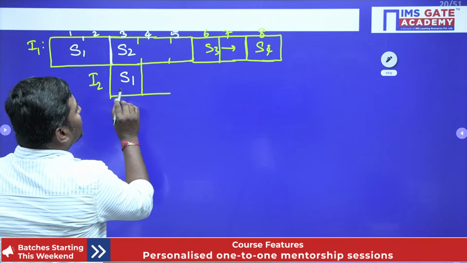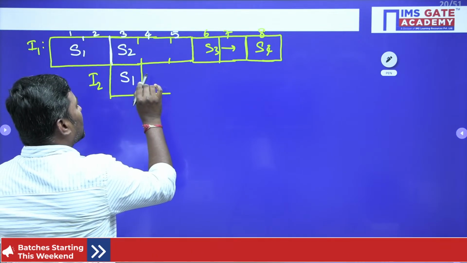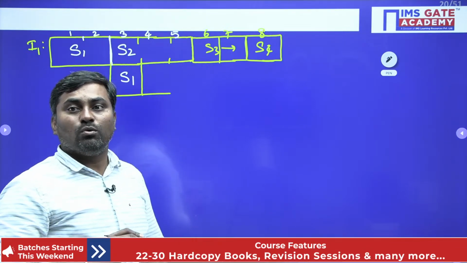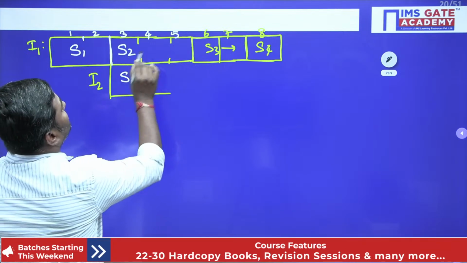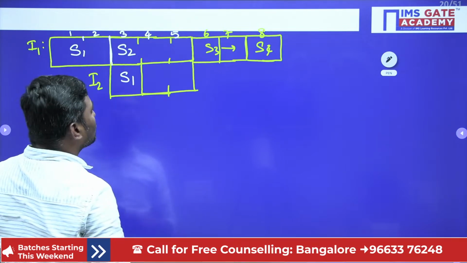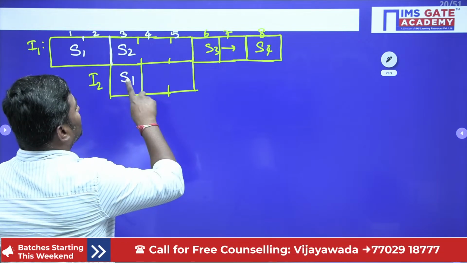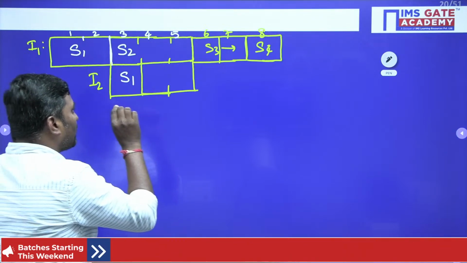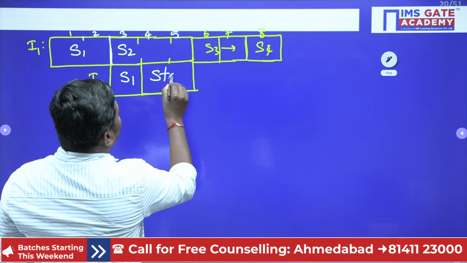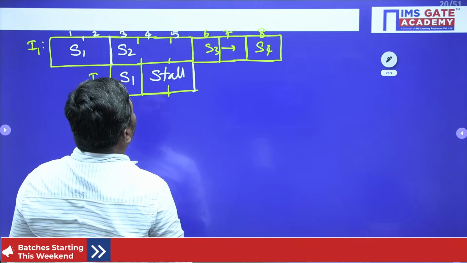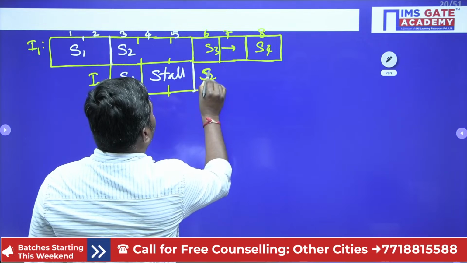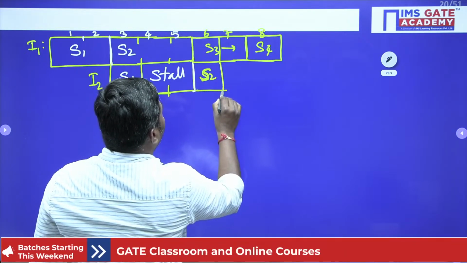Now can I give stage 2 to I2 at clock number 4? No. Reason: stage 2 is busy with the previous work. So instruction 2 has to wait for S2 to be available. We call this a stall. It is stalled till clock number 5. At the end of clock number 5, S2 is free, so S2 can be used here. Again only 1 clock cycle is required.